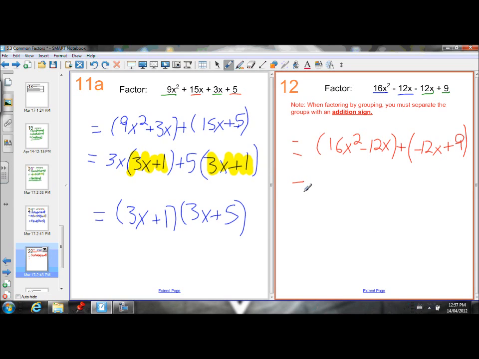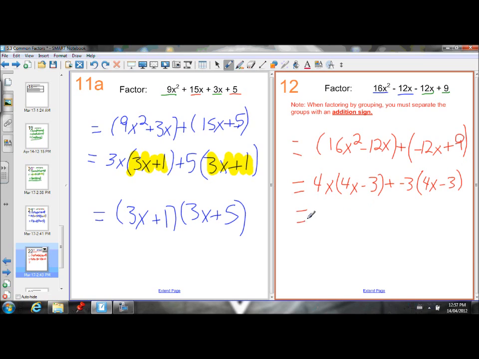Good. So if I now common factor each of these binomials independently, I can take out a 4x from the 16x squared and the negative 12x, and that gives me 4x minus 3. And I can also take out, I have a negative 12x and a 9. Remember, when there's a negative sign in the first term, I always want to get rid of that. So I can take out a negative 3. Negative 12x divided by negative 3 gives me 4x. 9 divided by negative 3 will give me negative 3.